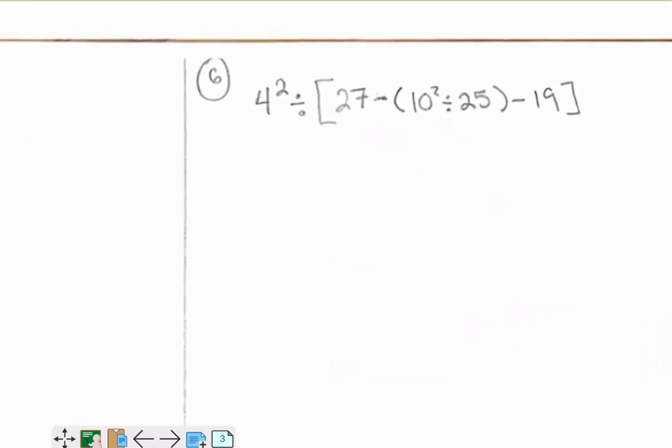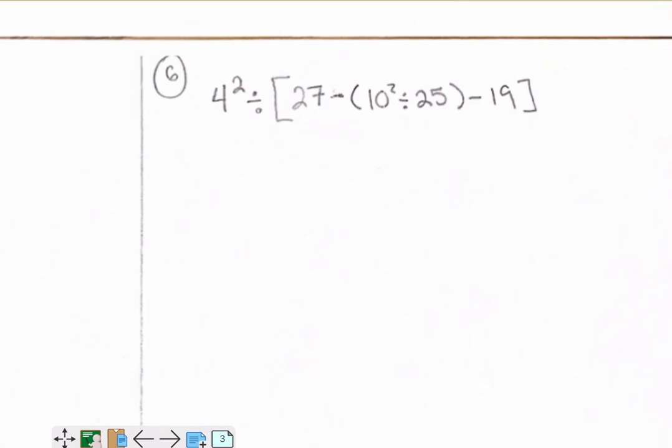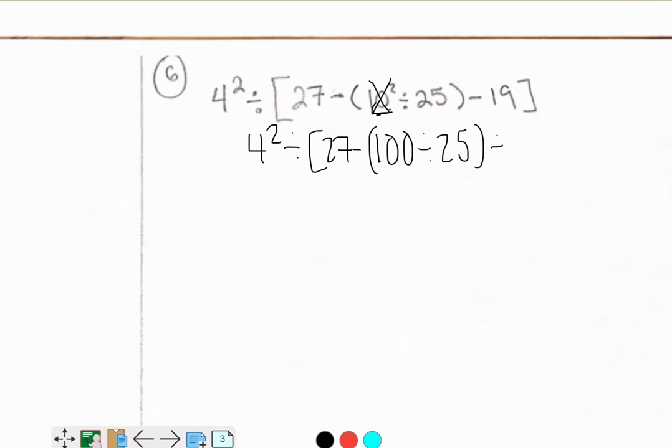Going on to my next problem, problem number 6. I look for my order of operations. I look for my groups. And in my groups, I see brackets. I see brackets and I see parentheses. Once I'm in my parentheses right here, I'm going to start with my exponent. 10 squared is 100. I bring down everything I haven't used. 7 minus 100 divided by 25 minus, not divide, minus 19.